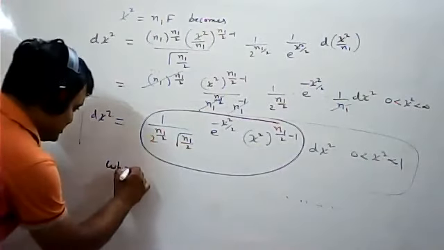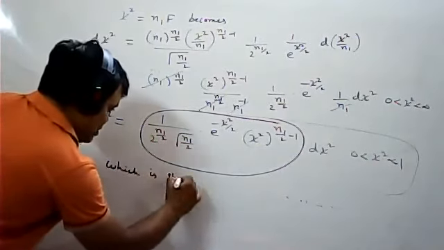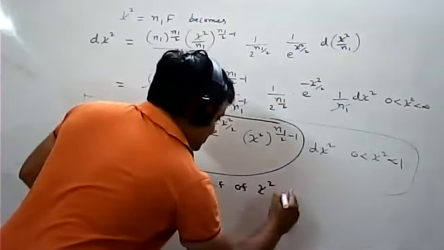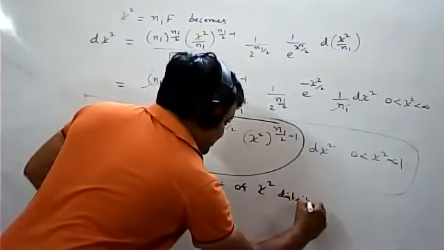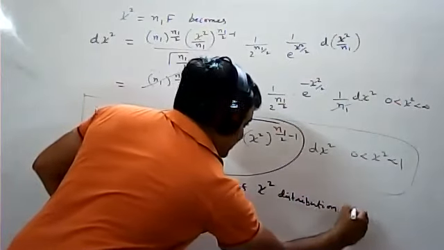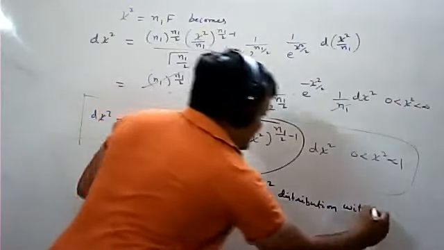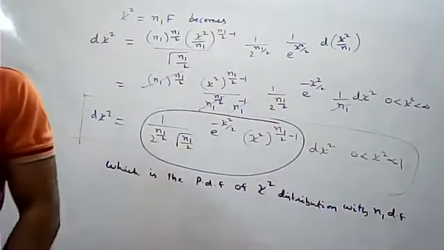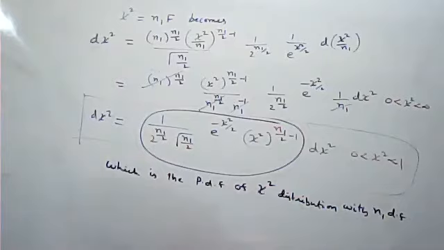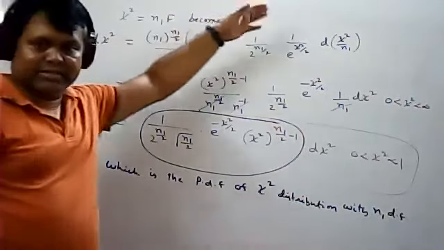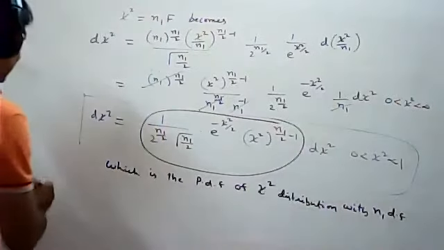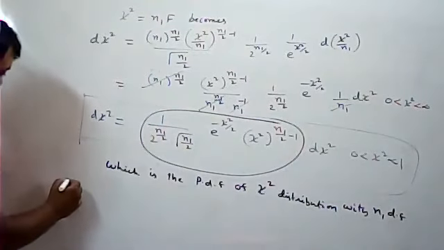So therefore, this is the probability density function of chi square distribution with N1 degrees of freedom. In the statement also it should be N1. If I said 1, just change it to N1. So what is the statement you have taken? I am just explaining the statement.